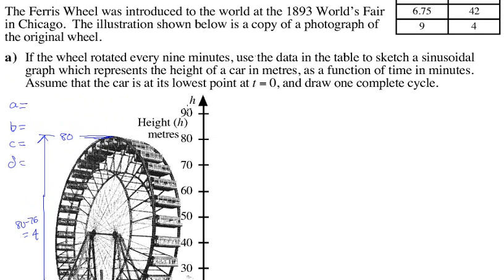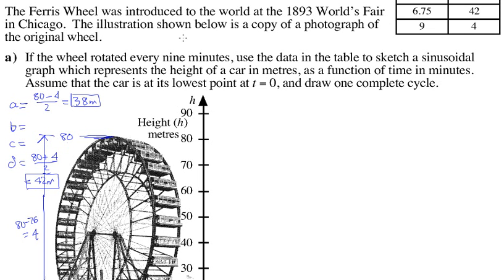So now that we have our maximum and minimum, the amplitude is the maximum minus the minimum divided by 2, which is 38 meters. And our median value is the maximum plus the minimum divided by 2, which is 42 meters. So there's our median and our amplitude. Those are good things to have.